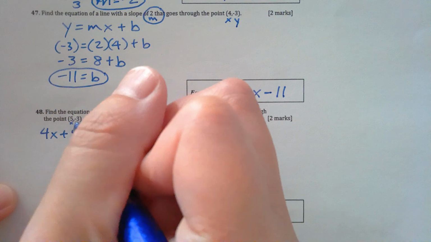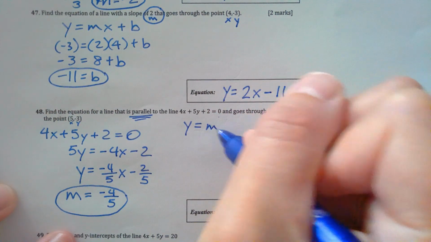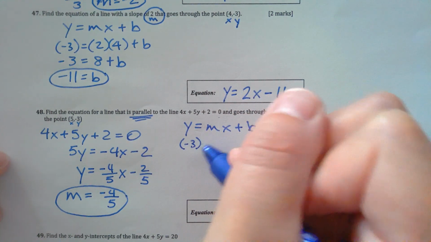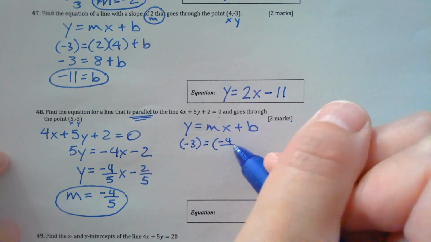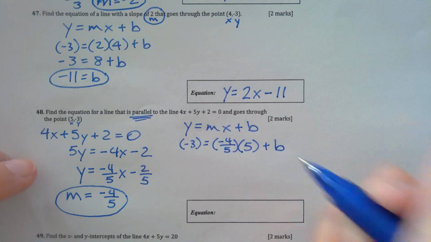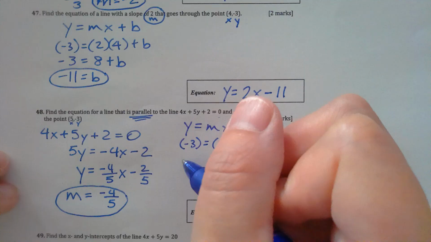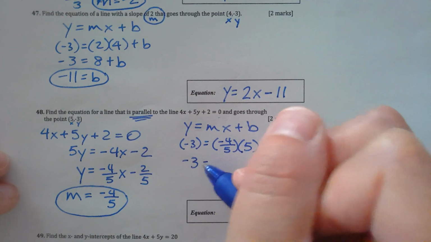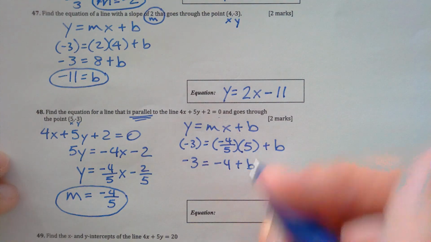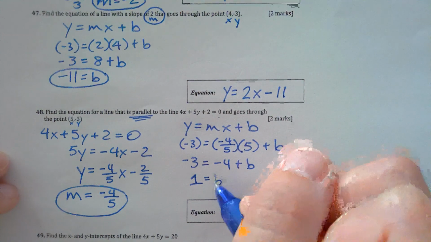This is my x, this is my y. So I sub it into y equals mx plus b. So y is negative 3, m is negative 4 over 5, x is 5. Okay. And then the 5 cancels out. So you're left with this. And then when you move that over, you get b to be 1.